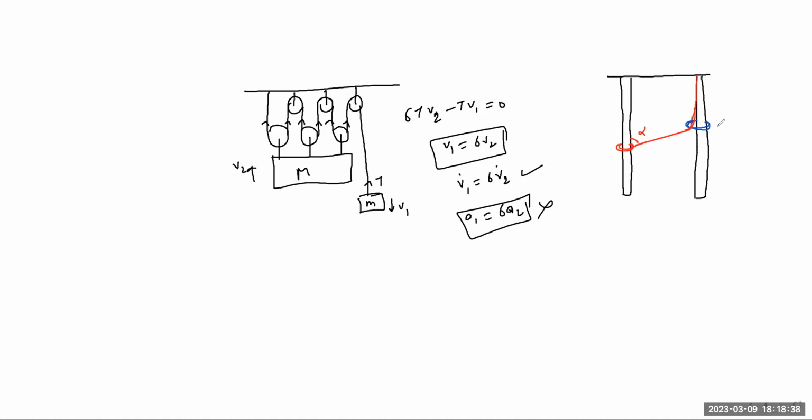Okay. And this is coming down with velocity v1. This is going up with velocity v2. Can you relate v1 and v2 at this instant? So the string is touching the ring. The blue ring is touched by the string for sure, and it is taut. So what will be the relationship between v1 and v2?